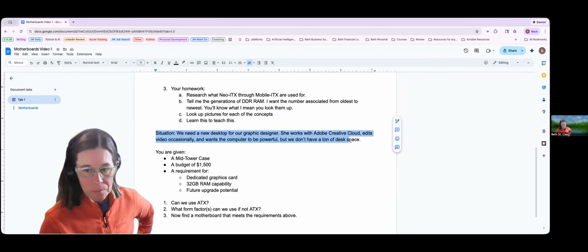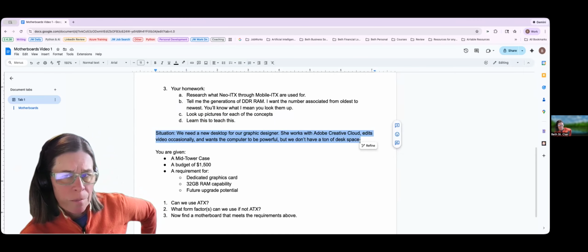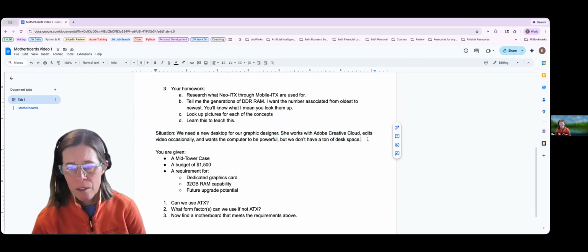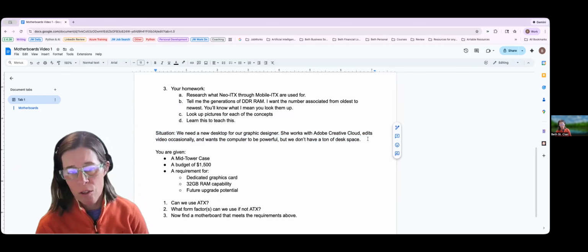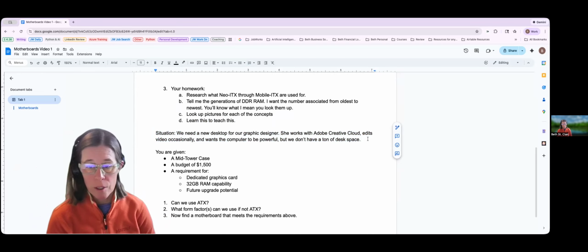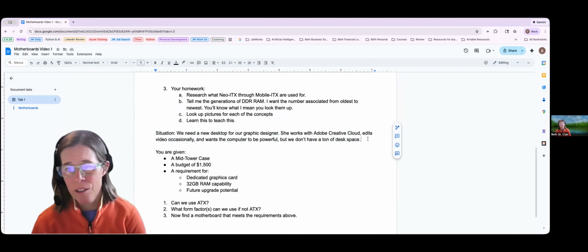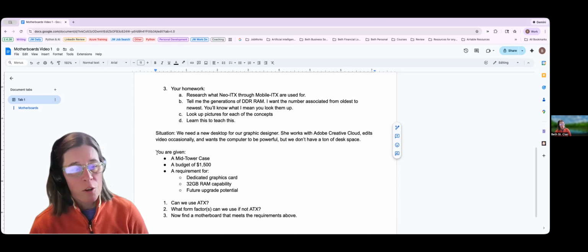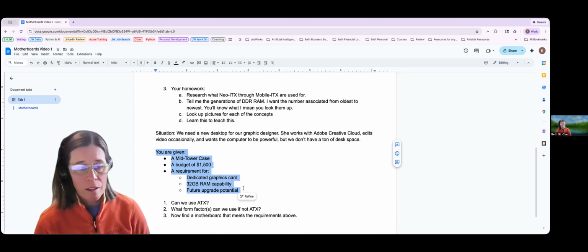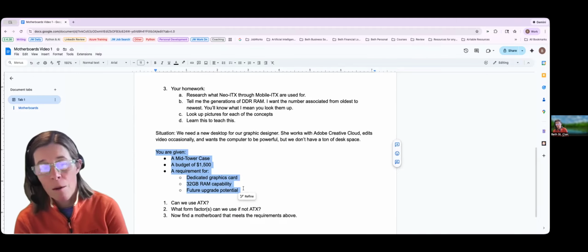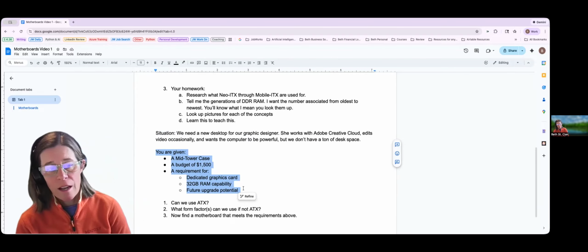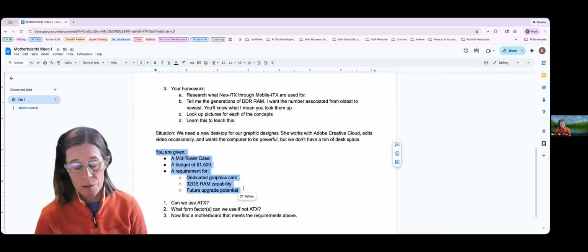So lastly, I'm giving you a situation. Your manager says we need a new desktop for a graphic designer. The designer works with Adobe Creative Cloud. They occasionally edit video, and they want the computer to be pretty powerful. The only drawback is they don't have a ton of desk space. So you're already thinking form factor sizes, but your manager also said, hey, I'm going to give you some specs on this. Mid-tower case, we have a budget of $1,500, and the requirements for this build need to be met.